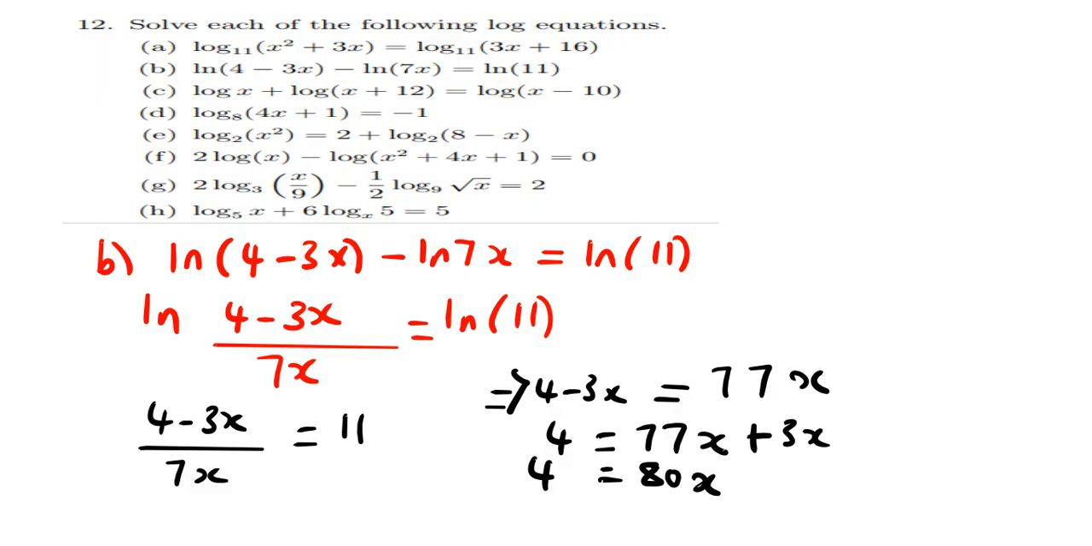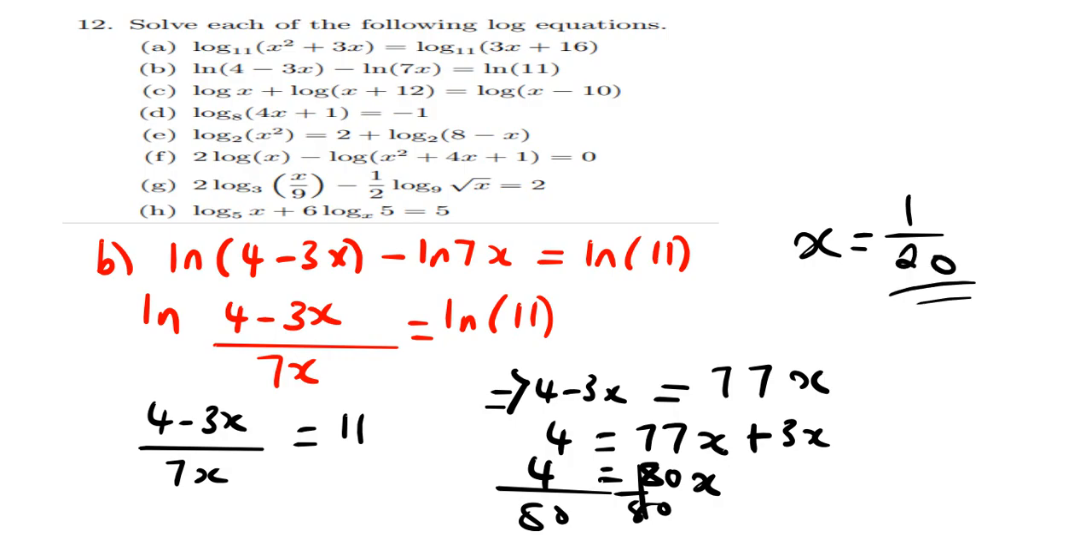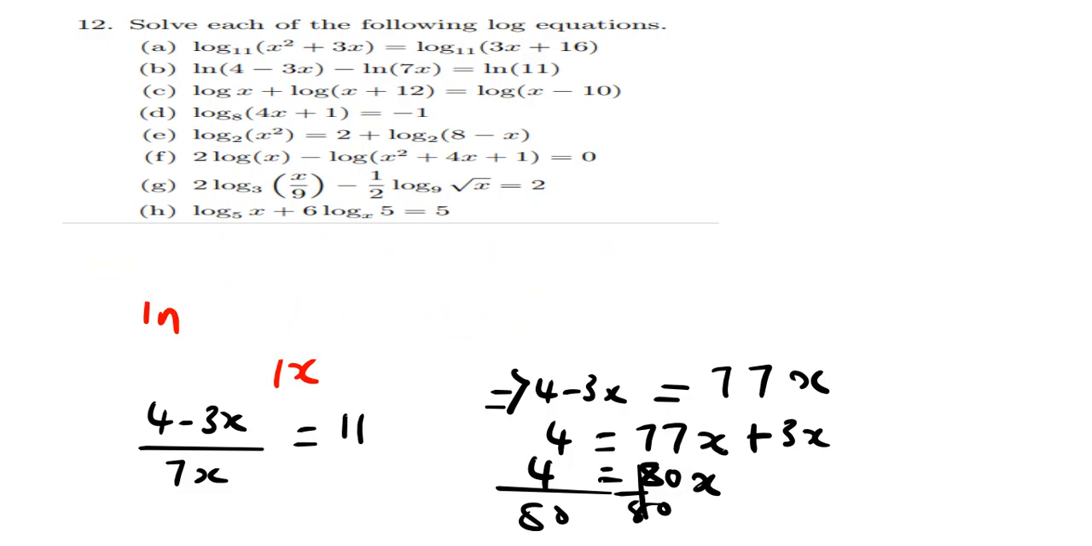Then for me to remain with x, I'm going to divide by 80 on both sides. Therefore our x is just going to be 4 into 4, that is 1, 4 into 80, that is 20. So our x is going to be 1 over 20. Okay, so that is our answer. If you want, you can also verify by putting 1 over 20 where there is x. That is how we are going to solve this one.